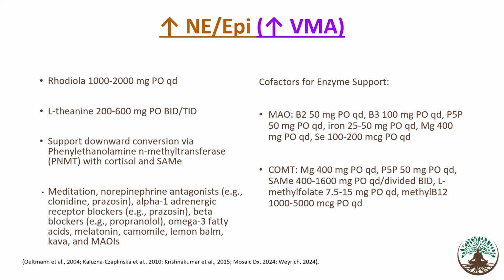For high norepinephrine and epinephrine, in addition to L-theanine and high-dose rhodiola, you could consider meditation, norepinephrine antagonists, alpha-1 adrenergic receptor blockers, beta blockers, omega-3 fatty acids, melatonin, chamomile, lemon balm, and MAOIs. Additionally, it may be helpful to consider supporting downward conversion via PNMT with cortisol and SAMe support. Cofactors for enzyme support should be considered, especially for MAO and COMT.